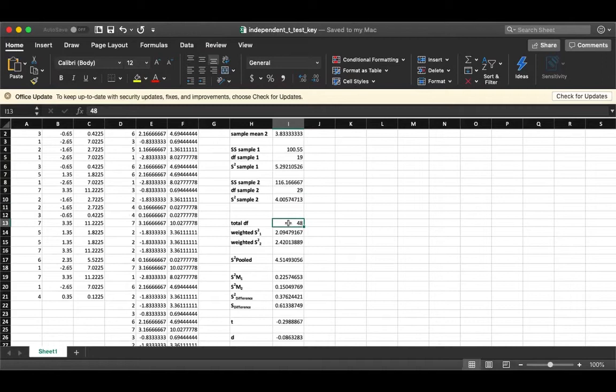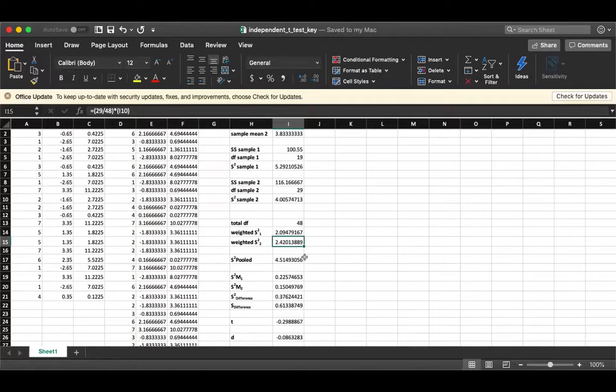Now you're going to want to calculate your weighted S squared for sample 1. So that is degrees of freedom for sample 1 divided by total degrees of freedom. Make sure your parentheses look like this. Multiplied by the value in I6, which is S squared for sample 1. And in this cell, you want to do the same for sample 2.